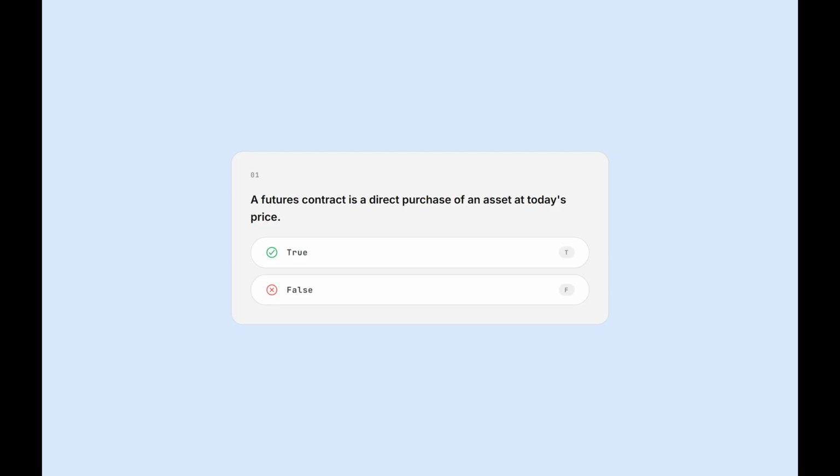With that, we wrap up the simple introduction of the concept of AddFuture in QuantConnect. Here's a quick knowledge check. A futures contract is a direct purchase of an asset at today's price, true or false?